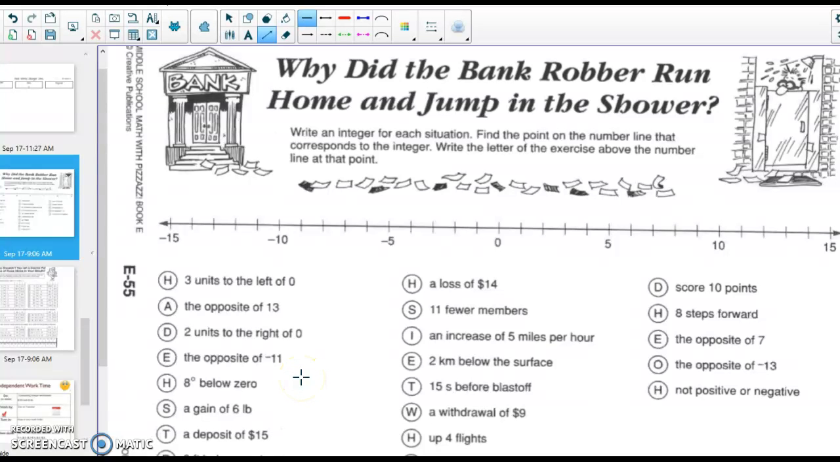The directions for this worksheet tell us to write an integer for each situation. Find the point on the number line that corresponds to the integer and write the letter of the exercise above the number. So if I look at 3 units to the left of 0, here's 0, and if I move 3 units to the left of 0, there is negative 3. We're going to write the letter H above negative 3 on the number line.